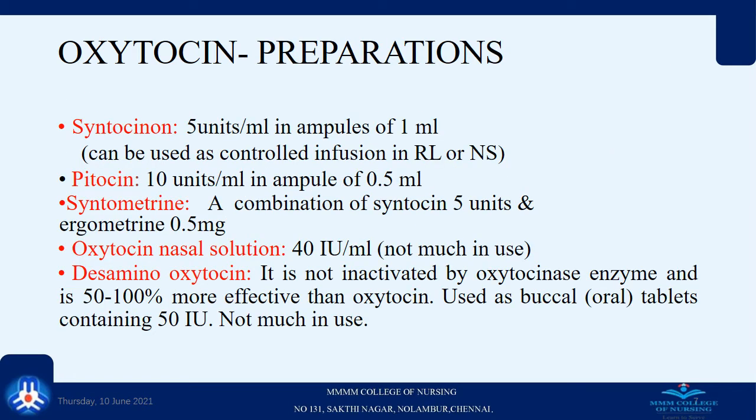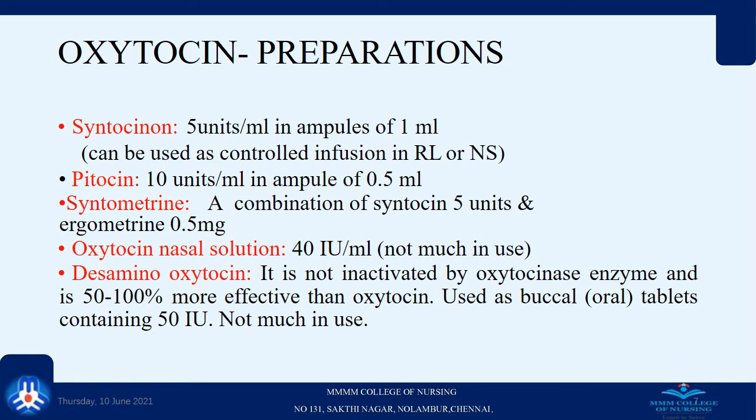Next we can see some of the preparations of oxytocin. What are the other names that exist in the field? There are different preparations available. The first one is syntocinon, next pitocin, synthometrin, oxytocin nasal solution, and D-amino-oxytocin. These are some of the preparations which are available. We can see them one by one.